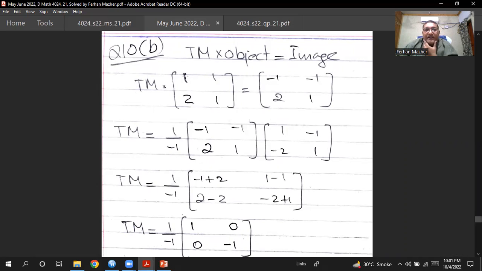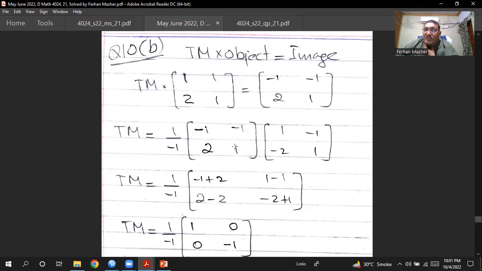Its adjoint will be, I will change their places and I will change their signs. It will be 1, minus 1, minus 2, 1. Just multiply these two. From here, I will take the rows. From here, I will take the columns. Minus 1 multiplied with 1, minus 1. Minus 1 multiplied with the minus 2, it will be plus 2. Minus 1 multiplied with minus 1, it will be plus 1. Minus 1 multiplied with the 1, minus 1.